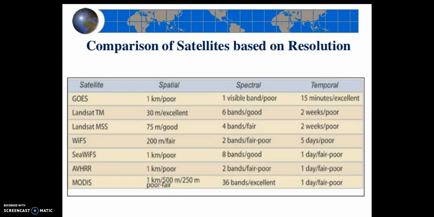Then you have the MODIS, which is presently being used in fire detection. It has 1 kilometer, 500 meters, and 250 meters. The spectral is 36 bands, and the temporal is 1 day. So these are general comparisons of the satellites. I hope you have understood the 4 kinds of resolution.